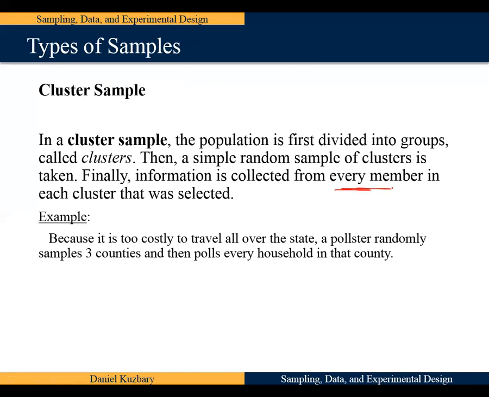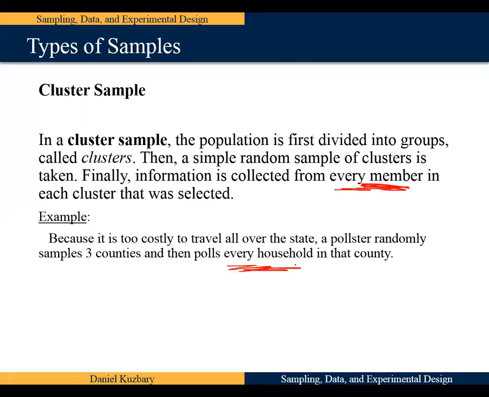Okay, so I'm going to try to draw a picture that works. Well, I'll draw a picture on the next slide. But here's the example here. Because it's too costly to travel all over the state, a pollster randomly samples 3 counties from that state, and he polls every single household in that county.